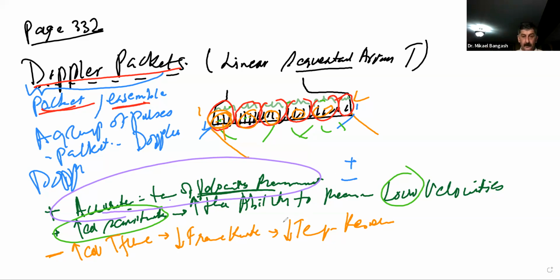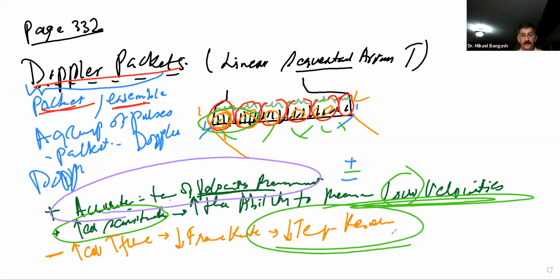Is that clear? So we can mainly say that there's going to be a very thin line between the advantages and disadvantages. Because if you choose a packet which is, let's say, too big, that may increase the sensitivity, but it will also further reduce the temporal resolution. Something like that.